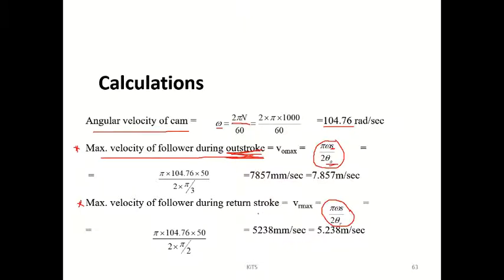Similarly, for return stroke they have asked. For return stroke, what is the theta value? 90 degree. Here 60 degree, here 90 degree. Remaining things are same. Pi, omega, s value, all are same. Only theta value is different. Remember this formula: pi omega s divided by 2 theta. Here 2 theta O, this is 2 theta r. That's all. You will get the answer.